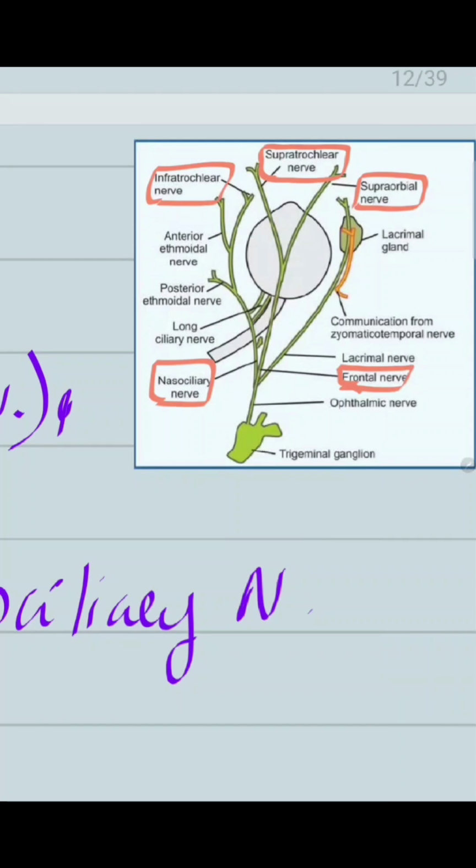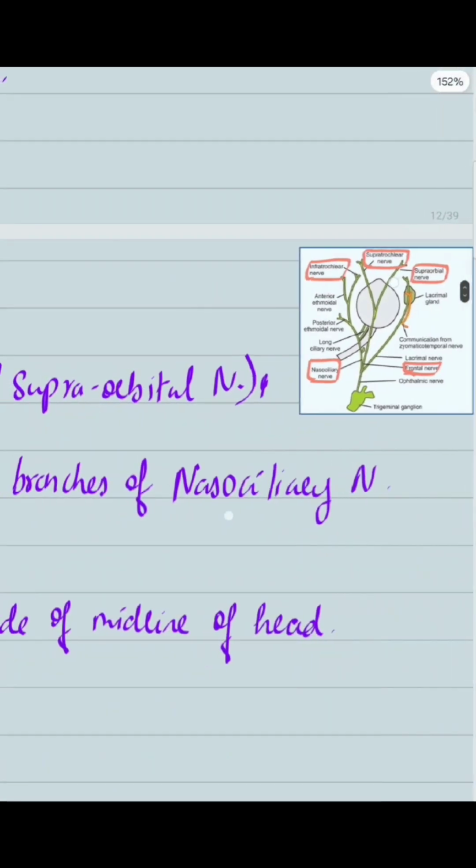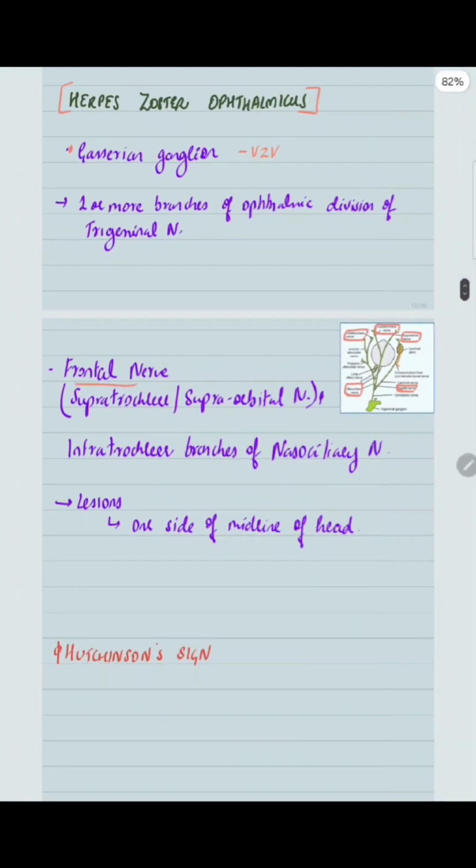The infraorbital nerve is rarely involved. The frontal nerve, supratrochlear, supraorbital, and infratrochlear branches are usually involved, and lesions are strictly limited to one side of the midline of the head.